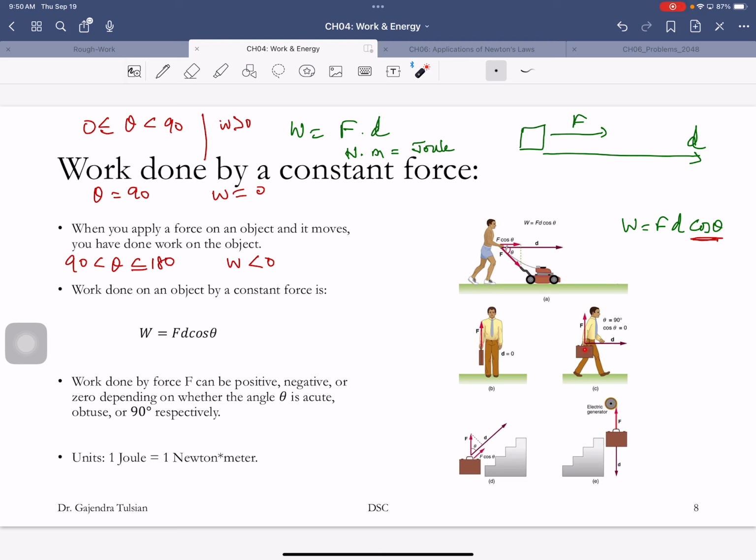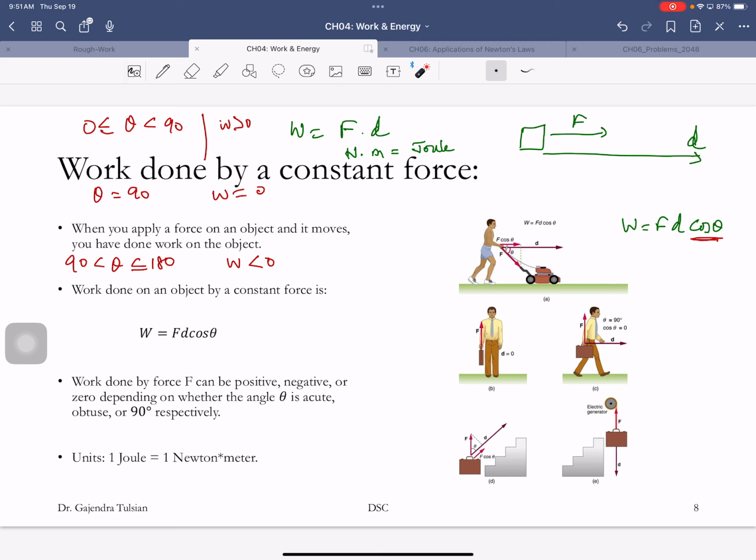In this case, again, he's lifting the suitcase and he's transporting the suitcase in this direction. The force and distance traveled are perpendicular to each other. Theta is 90 degrees, so he's done zero work. Here, when he's lifting the suitcase up the stairs, there's the force he's applying, there's the displacement, there's the angle theta, and he's done positive work.